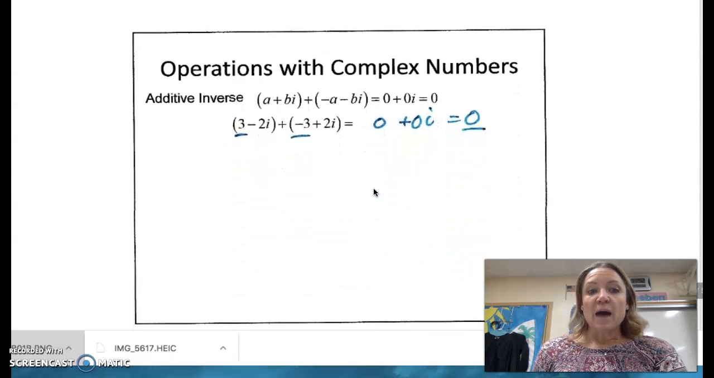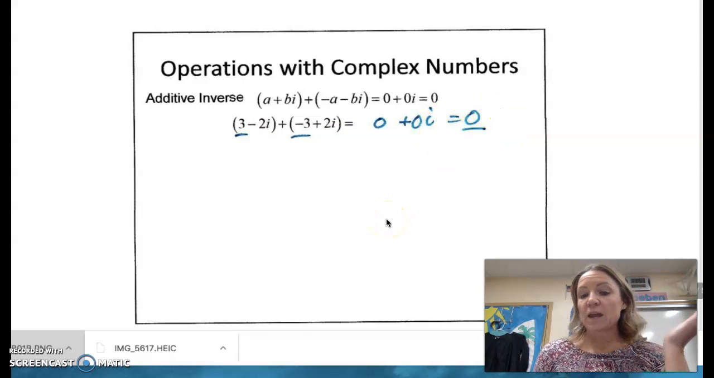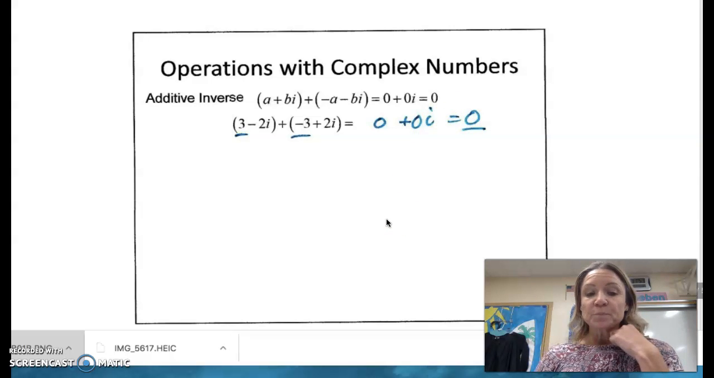Now let's talk about the additive inverse. If these are opposites of each other, they will go to 0. So 3 plus negative 3, you get 0. Negative 2i plus 2i goes to 0, and you have 0i, so this just equals 0. So you can end up with zeros in your answers.